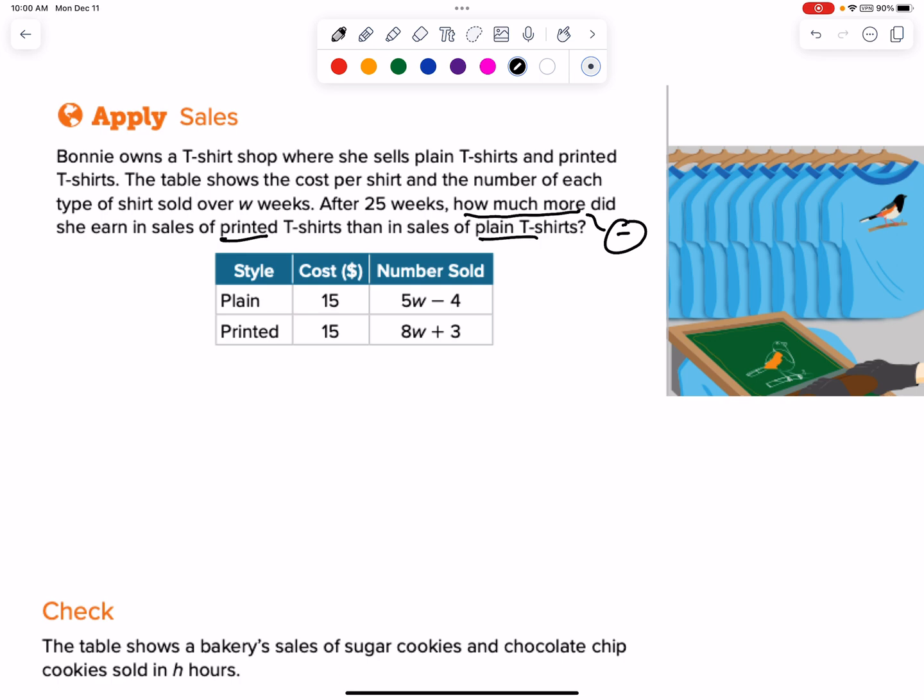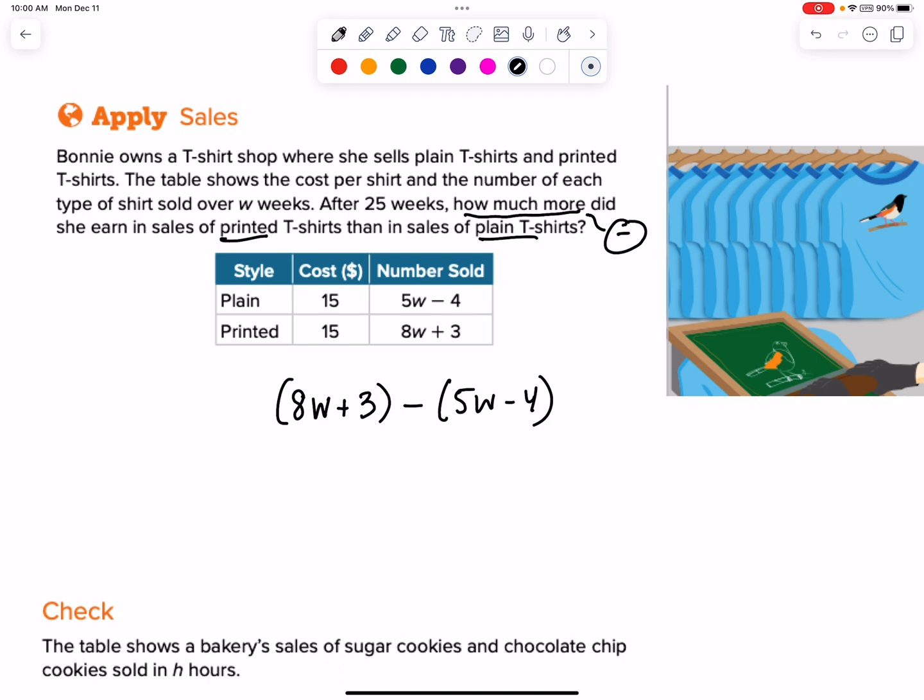So let's set this up based on what they said. So we're wondering how much more. So we have printed, so 8W plus 3 is my printed, minus the plain, which was 5W minus 4. And I'm doing it in that order because it said how much more did she earn in printed than plain? So I'm assuming the more is printed. And so we're putting that one first based on the words that they used.